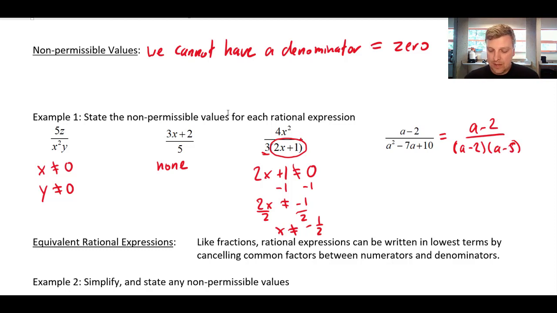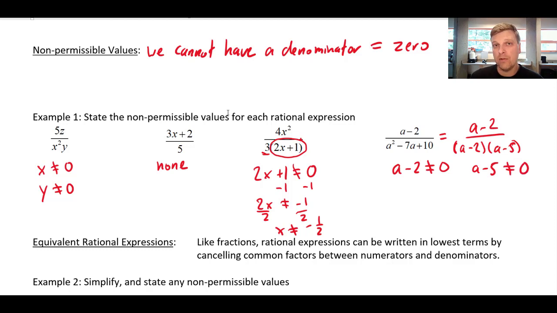Now, because these two expressions, a minus 2 and a minus 5, are being multiplied by each other, I have a situation where if either one of them becomes 0, then the whole denominator becomes 0. So basically, I have a minus 2 cannot equal 0, and I have a minus 5 cannot equal 0.